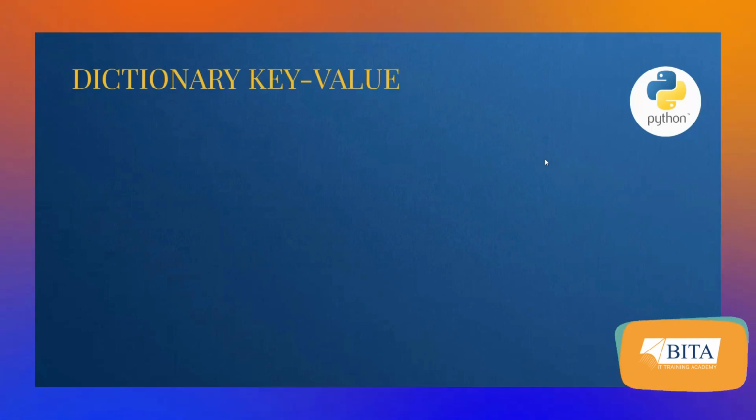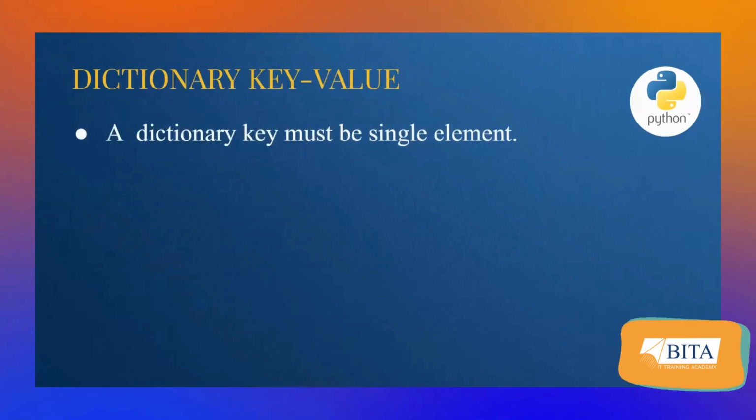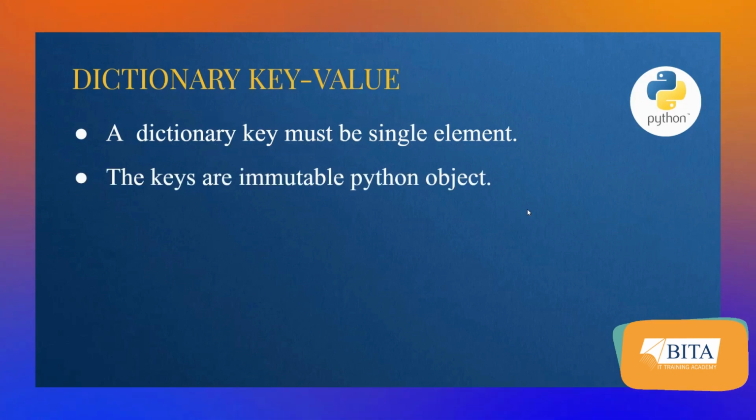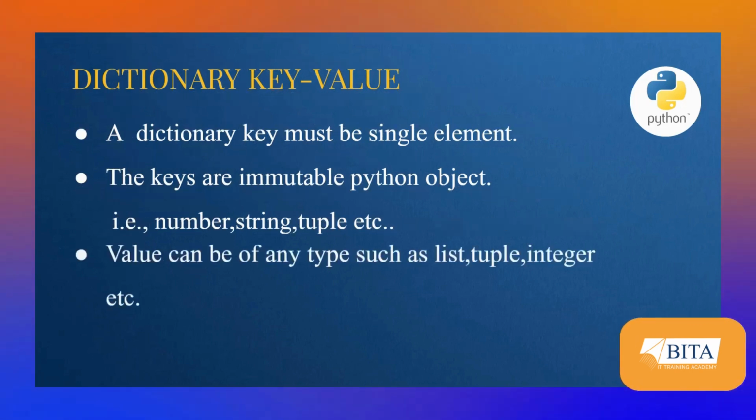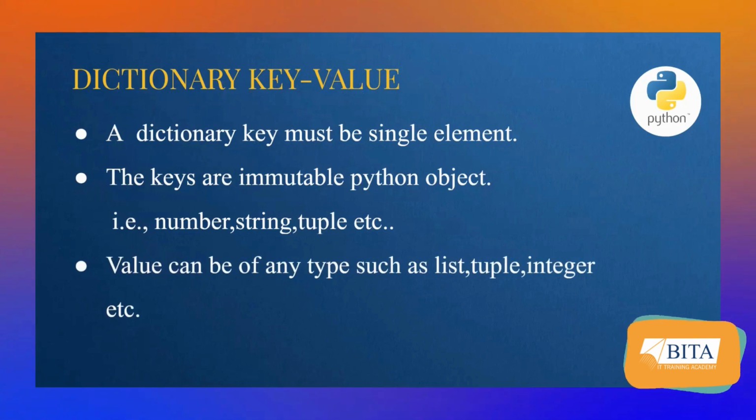For example, a dictionary contains only a single key type. It won't allow any sequence data type as a key. A key must be an immutable Python object. Immutable means we cannot modify the data once we create it. For example, string, tuple, and number can be key data types. For values, there is no restriction. It may be any data type.